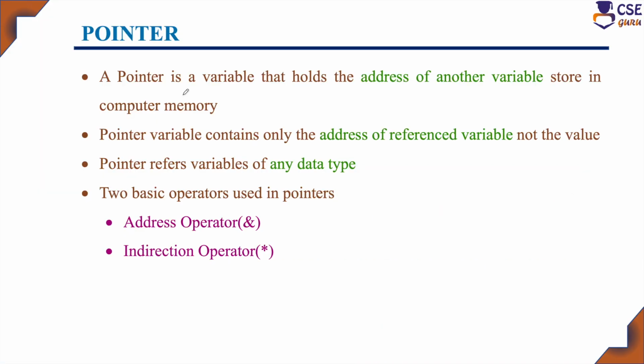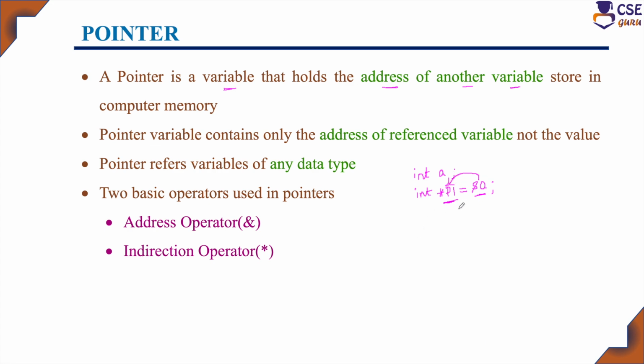Pointers concept. A pointer is a variable that holds the address of another variable. Normally, we declare a variable like this: int a. This is a variable. So, what do you mean by a pointer variable? It is a variable that will hold the address of another variable. For example, *p1 is equal to address of a. So this is nothing but a pointer variable. This pointer variable will hold the address of another variable. So the address of a will be stored in this pointer variable.